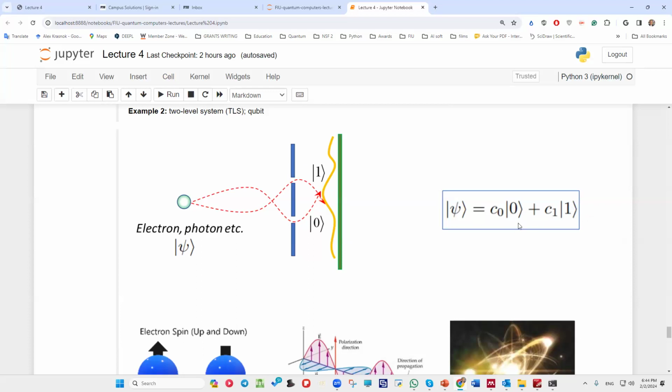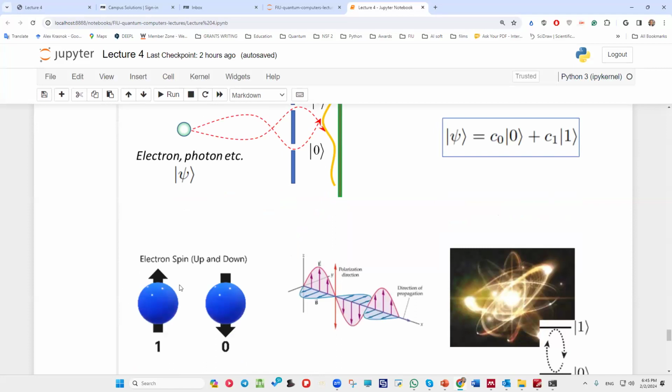The vectors 0 and 1, as we discussed, are eigenvectors or eigenstates in which the system can be found in experiment. However, the probability of finding the system, for example, in the state 0, is given by this coefficient C sub 0. And likewise, for the state 1, it's given by this coefficient C sub 1.